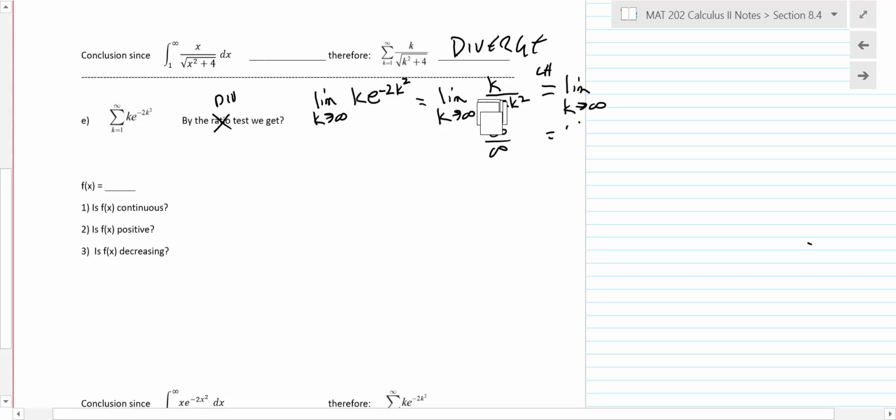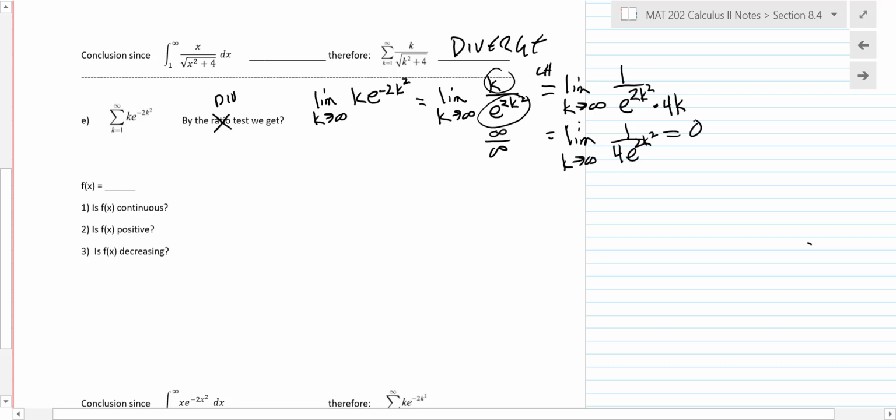I don't need to change that thing like that. That was not a smart thing to do. So the derivative of k was 1. The derivative of the bottom is itself, e to the 2k squared, times the derivative of the exponent. So what you would get is the limit as k goes to infinity of 1 over 4e to the 2k squared. Okay, now that goes to 0, doesn't it? Because the denominator is infinite.